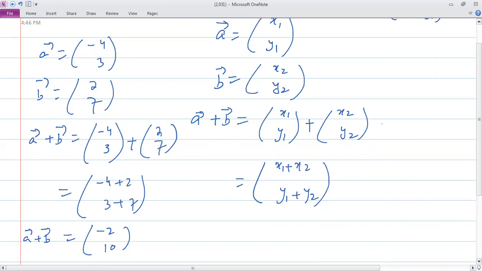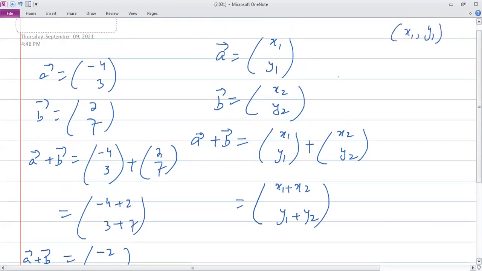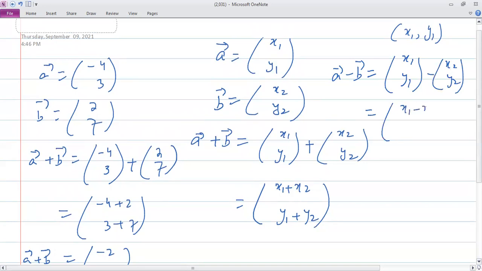Alright. In the same way, if you have to find the A minus B vector, you will do the similar thing. Like this, (x1, y1) minus (x2, y2). So what will this be? x1 minus x2, y1 minus y2. That will be your A minus B vector.